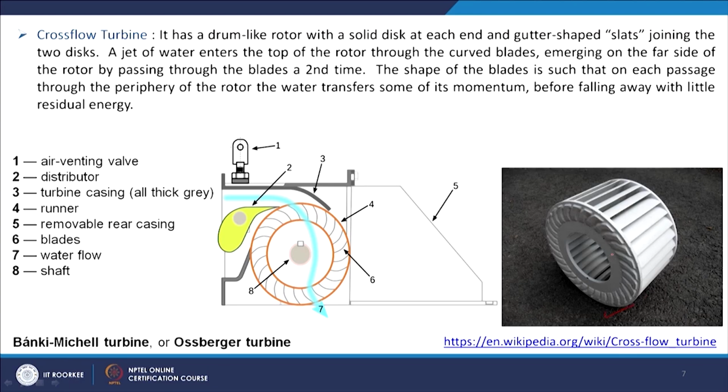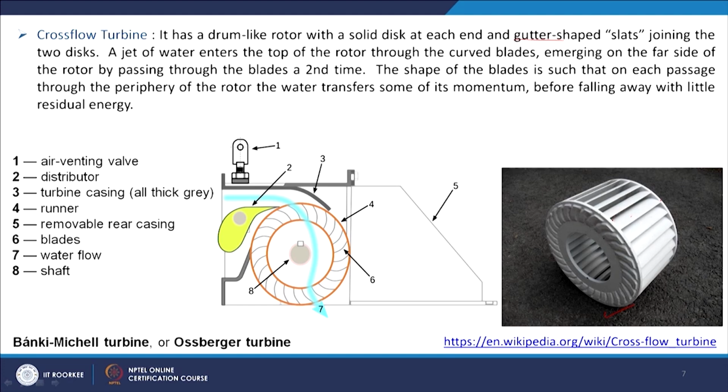What we see here is a drum-like rotor with a solid disc at each end. Here is one solid disc, here is another solid disc. These two solid discs are attached with these slats, which are gutter shaped, and they are joined. A jet of water enters the top of the rotor through the curved blades, emerging on the far side of the rotor by passing through the blades a second time. So, water goes through once and again goes through the blades.